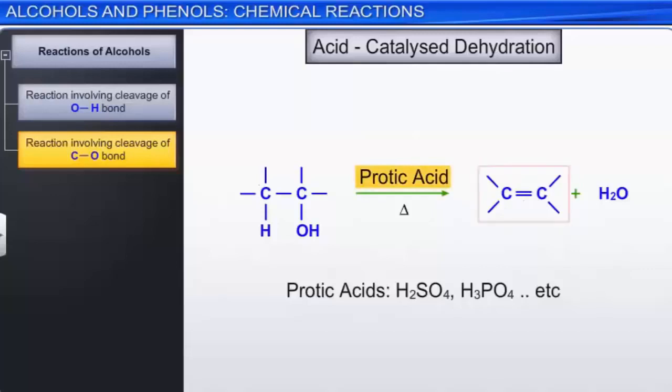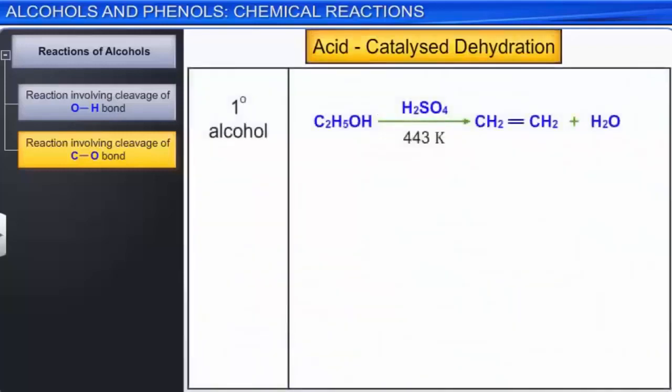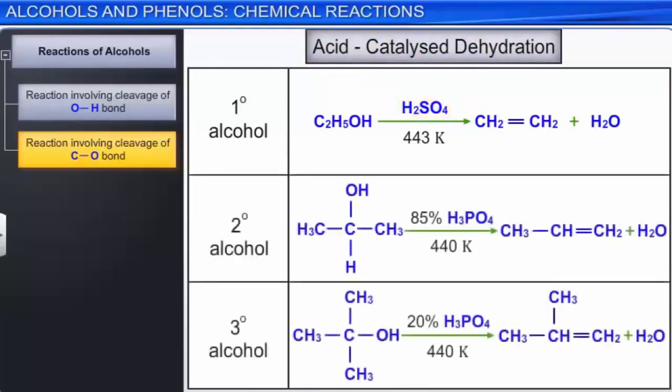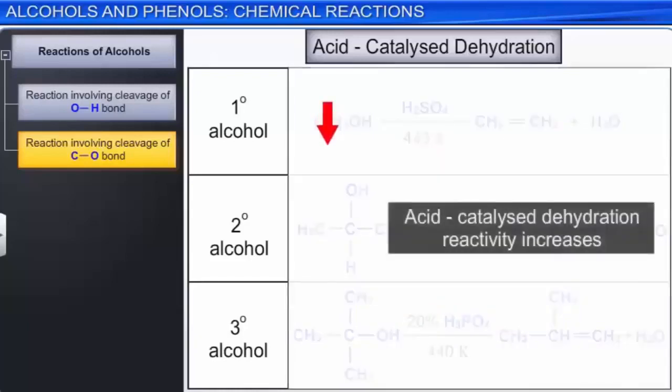Acid-catalyzed dehydration of primary alcohols requires the use of sulfuric acid. Secondary and tertiary alcohols can be dehydrated under milder conditions using phosphoric acid as a catalyst. In general, primary alcohols are the least reactive, while tertiary alcohols are the most reactive towards acid-catalyzed dehydration.